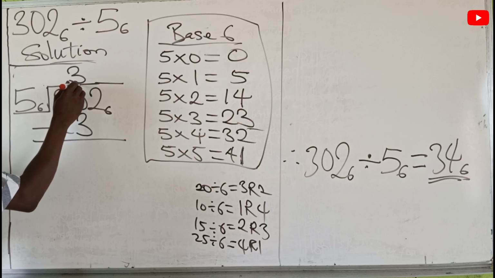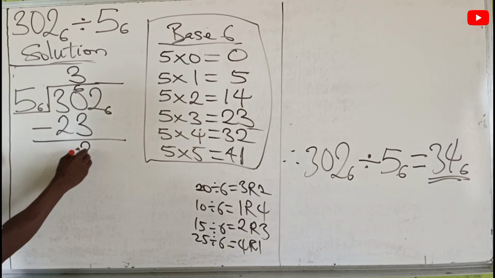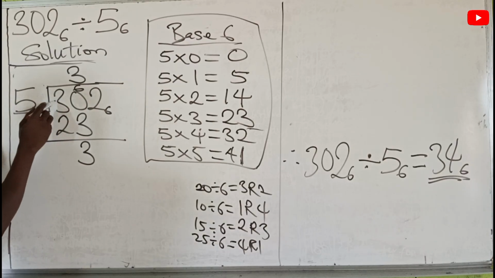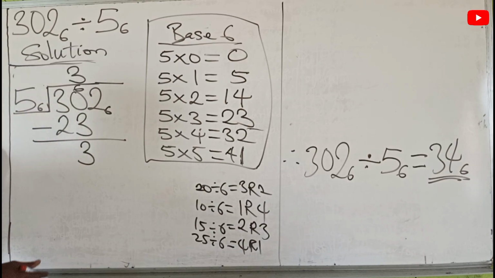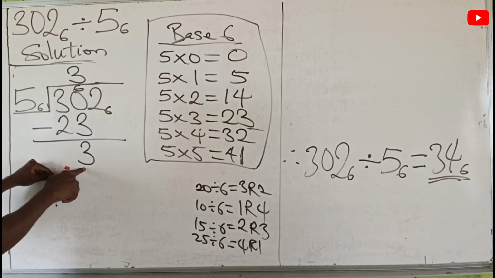So we bring it here. That means we're having 6 here now. Now 6 minus 3 will give us 3. Then here, recall we borrowed 1 before, so we are left with 2. And 2 minus 2 is 0. That means 30 minus 23 in base 6 is equal to 3.